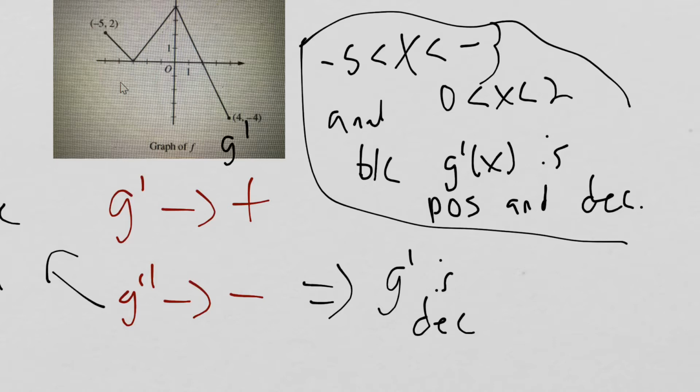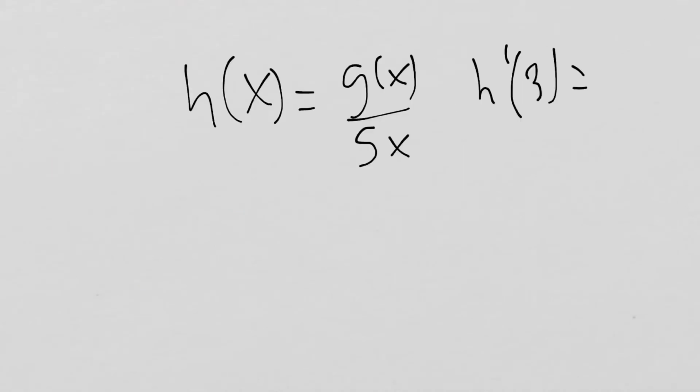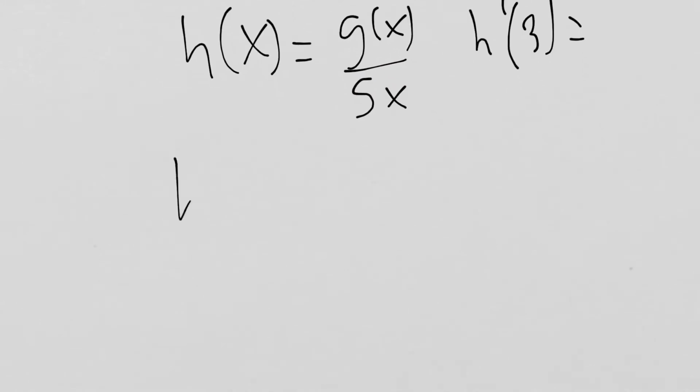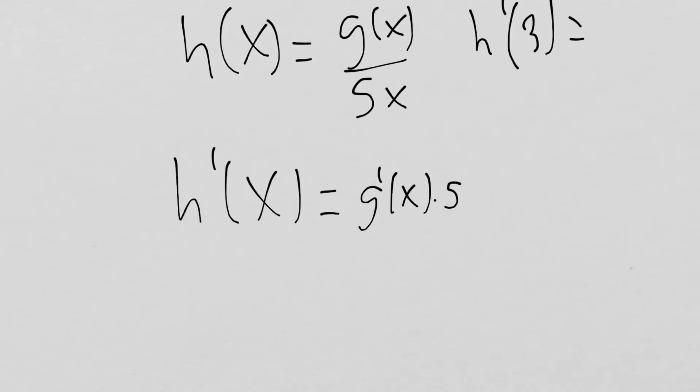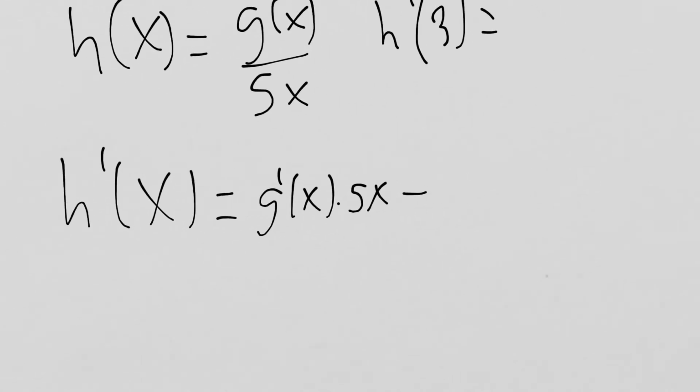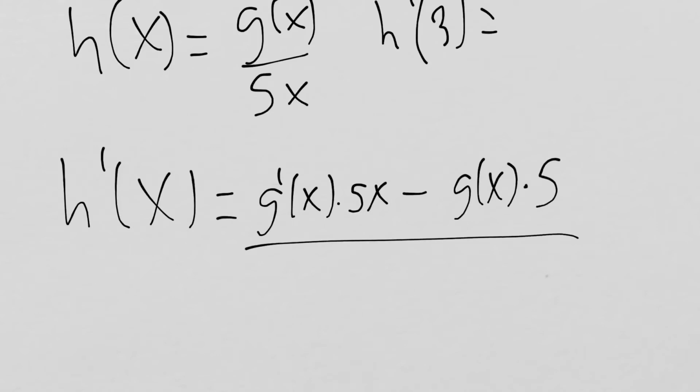Okay, next up, we have h of x is defined as being g of x over 5x, to find h prime of 3. So this is a way of sneakily working in the quotient rule, because we have a function divided by another function. So to find h prime of x, we're going to have to apply the quotient rule here. That will give us g prime of x times 5x minus g of x times the derivative of 5x, which is just 5, and then all over 5x squared, and we have to make sure we square the whole denominator.